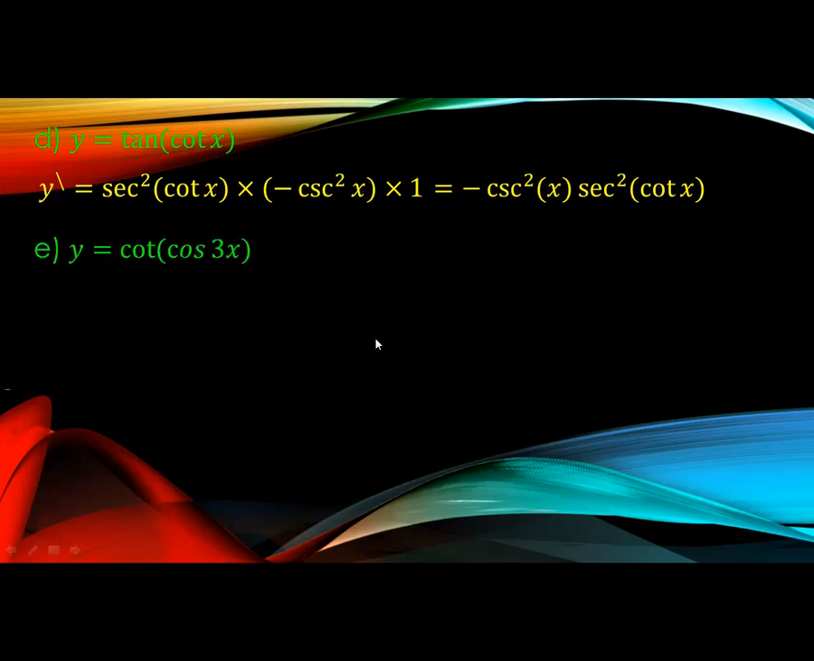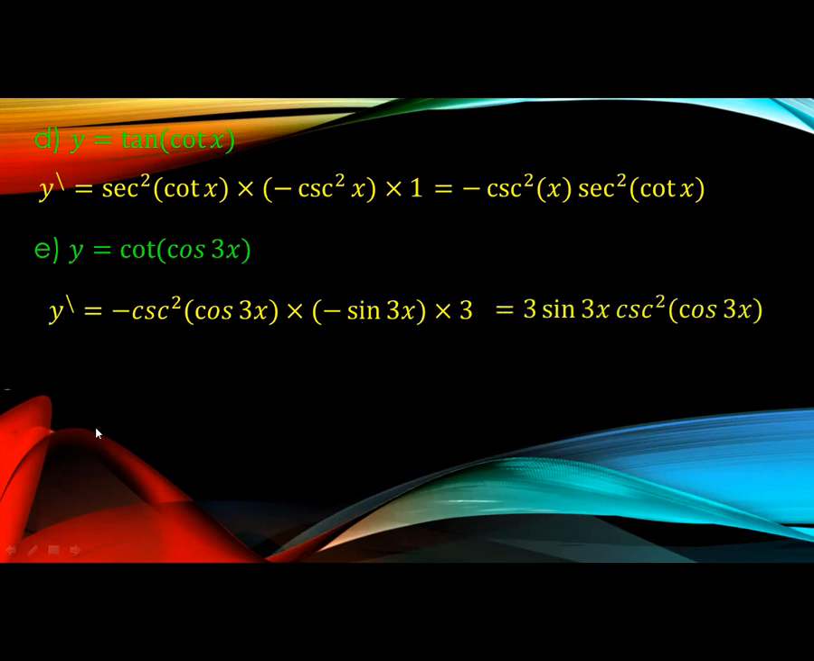Letter E, y equals the cotan of cosine 3x. So its derivative we label by y dash, and the derivative of cotan is negative cosec square of the same angle cosine 3x, multiplied by the derivative of the angle. The derivative of cosine 3x is negative sine 3x times 3, where 3 is the derivative of the angle 3x. Also, we can simplify this answer to become 3 sine 3x cosec power 2 of cosine 3x.